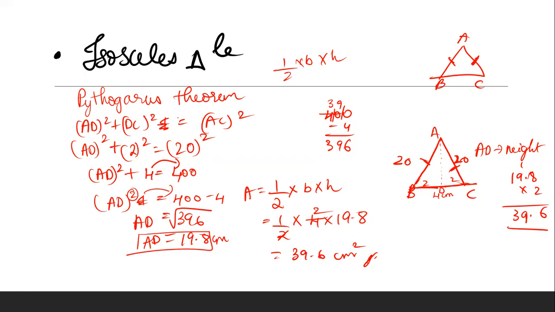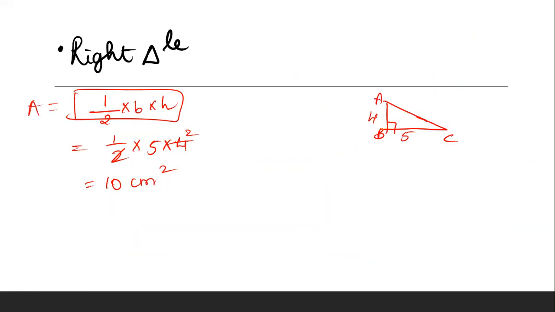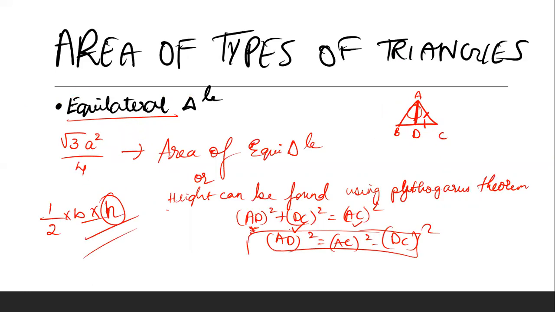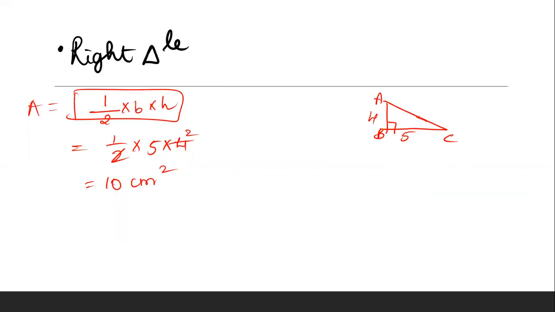So what did we first do? We found out the height. How did we find out the height? Through the Pythagoras theorem. Fine. And then we found out the area using the half into base into height formula. And previously for the right angle triangle, we used half into base into height as well. And for the equilateral triangle also, we use root 3 a square by 4. And you can also use half into base into height by finding out the height using Pythagoras theorem if the height is not mentioned.